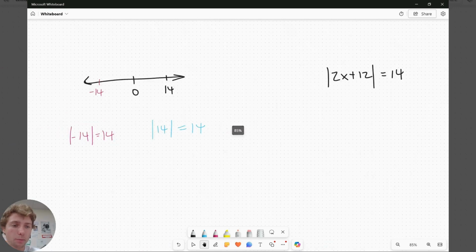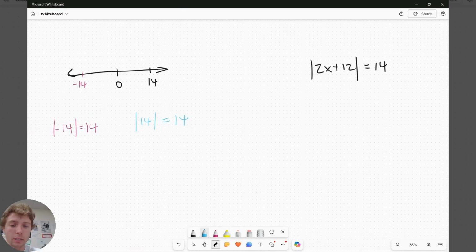Now we have |2x + 12| = 14, and we need to solve that. We have 2x + 12 stuck inside of these little bars, stuck between the barriers, if you want to call it that, or the absolute value bars. So the first thing we need to do is get rid of those bars somehow before I can move the 2 and the 12. In order to do that, we can use our definition. I know this is the distance, and whatever the distance is, it has to be equal to 14.